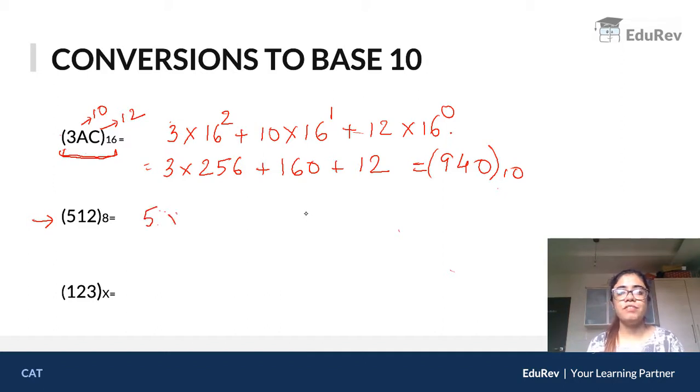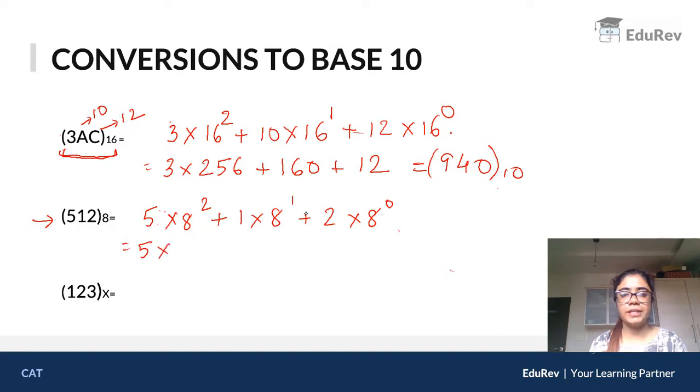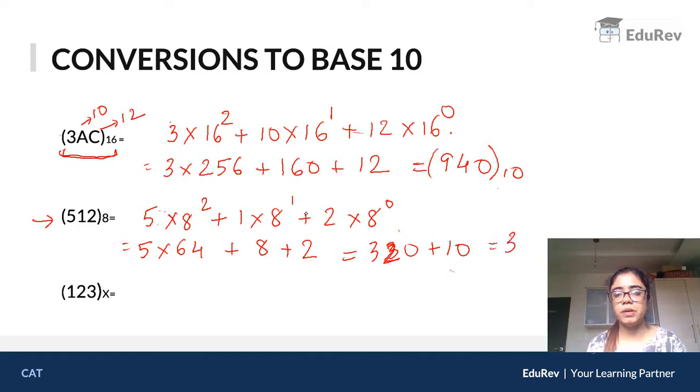So this will be 5 into 8 square, 1 into 8 raised to 1 and 2 into 8 raised to 0. So this will be 5 into 8 square is 64 plus this is 1 into 8 is 8 plus this will be 2. So this will be 64 into 5 which is 320 and 8 plus 2 is 10. So your final value comes out to be 330 and this is to the base 10. Okay? 512 to the base 8 is 330 to the base 10.